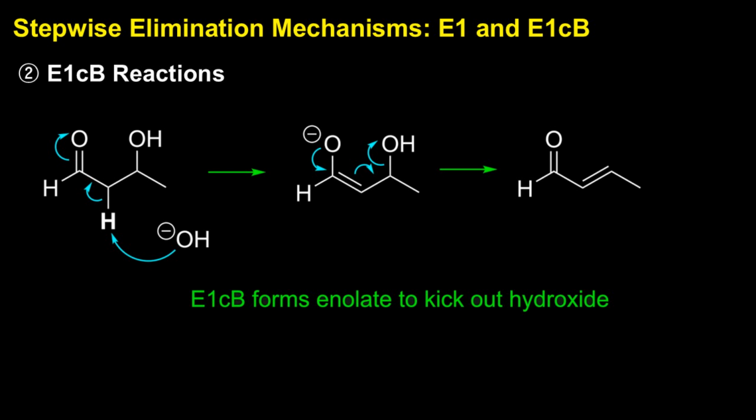So, to wrap it up, both E1 and E1cB are stepwise elimination mechanisms, but they take completely different paths. E1 goes through a carbocation, usually under acidic or neutral conditions, and it's favored with weak bases and good leaving groups. E1cB, in contrast, forms a carbanion. It requires strong bases, poor leaving groups like hydroxide, and usually an electron-withdrawing group nearby to stabilize the intermediate. So if you're looking at an aldol product in a basic environment, E1cB is probably what's going on.